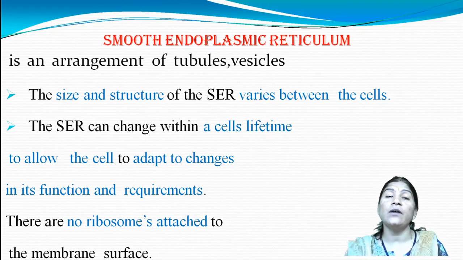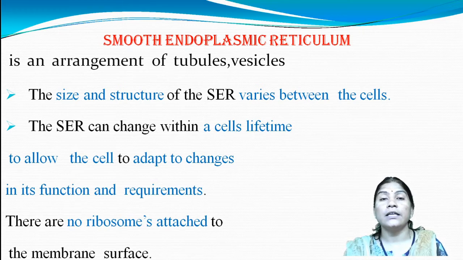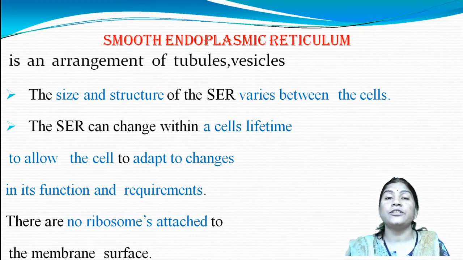Smooth endoplasmic reticulum is an arrangement of tubules and vesicles. The size and structure of this smooth endoplasmic reticulum always vary from cell to cell. It can change within a cell's lifetime to allow the cell to adapt to changes in its functions and in its various requirements. There are no ribosomes present on this membrane surface, and that's why the appearance is very smooth.